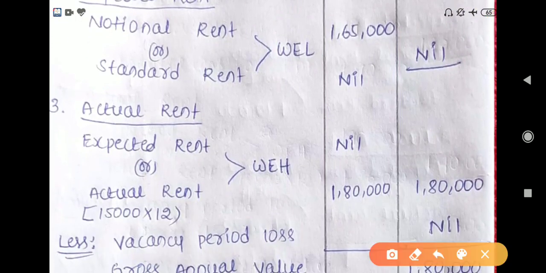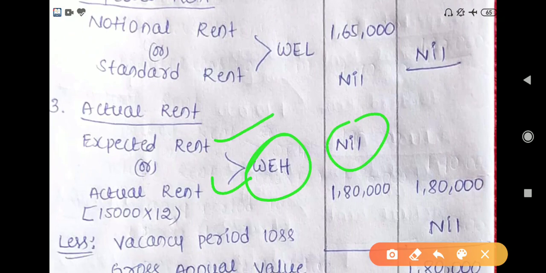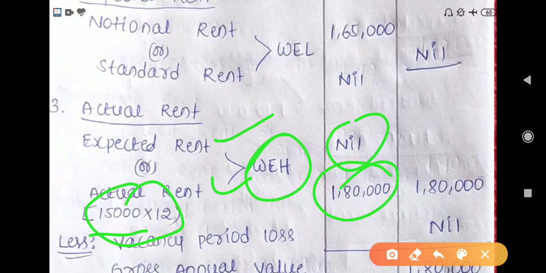And then actual rent. Expected rent or actual rent, whichever is higher. Expected rent we already got as nil. Then actual rent: actual rent per month 15,000 is given. If you multiply with 12, you will get 1,80,000 as annual rent. If any unrealized rent is given, you have to deduct that. But in the question, unrealized rent is not given. Even if the cost of common facilities is given, you have to deduct those amounts also. But both are not given. So directly 15,000 into 12, that is 1,80,000, is the actual rent.